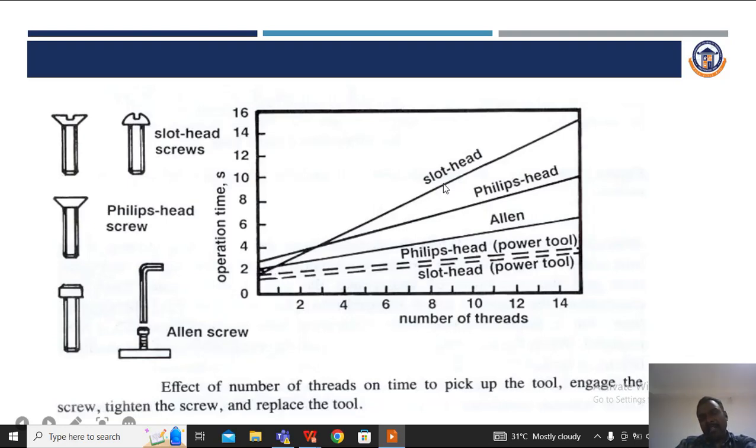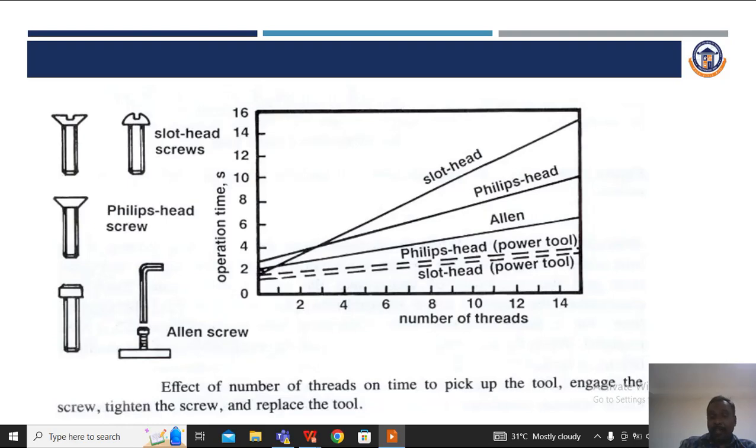If you take 8 as a moderate thread for all the things, the slotted head will consume more time. If you take the Philips head like this here, it will consume very less time when compared to the slotted head. If you take the Allen screw, it takes the least time when we operate it manually, less than the slotted head and Philips head.